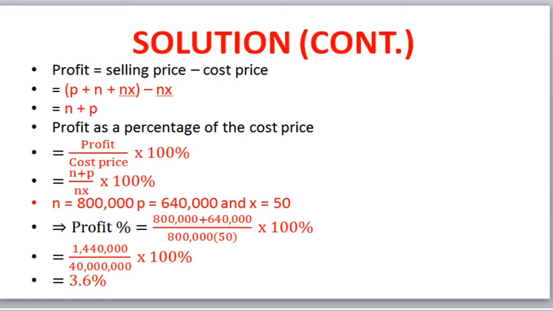So times 100%. When you add the top, the numerator, which is 800,000 plus 640,000, you should be getting 1,440,000. That is what you should be getting as the numerator, the top. Then when you come to the denominator, when you are multiplying your 800,000 by your 50, you should be getting 40 million. So when you divide the numerator by the denominator and multiply by 100, 1,440,000 divided by 40 million times 100, you should be getting 3.6%.